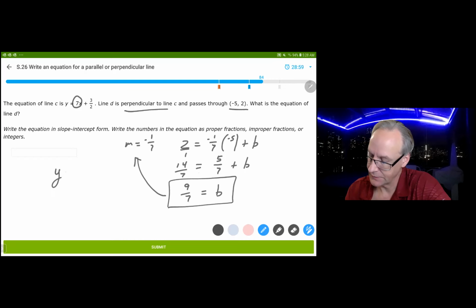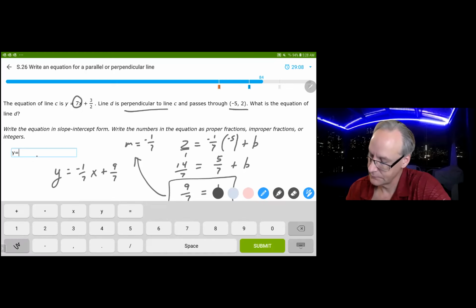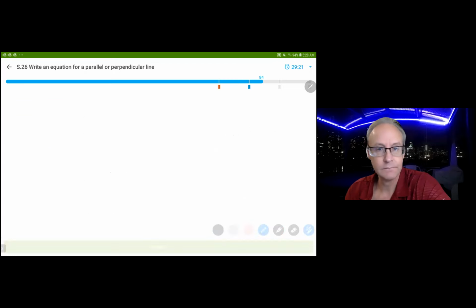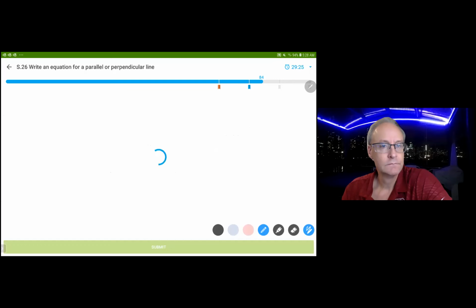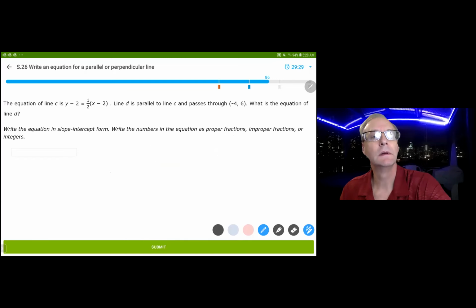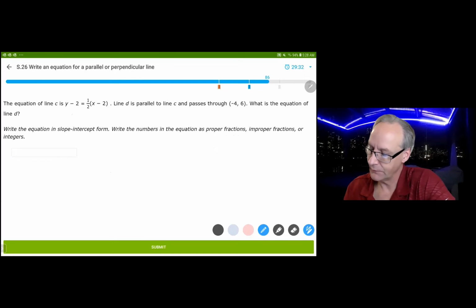I'm going to write it right here so I don't mess it up. -1/7 x plus 9/7. Why am I putting a space? Plus 9/7. And it looks good. All right, we got it in slope-intercept form, which I like.